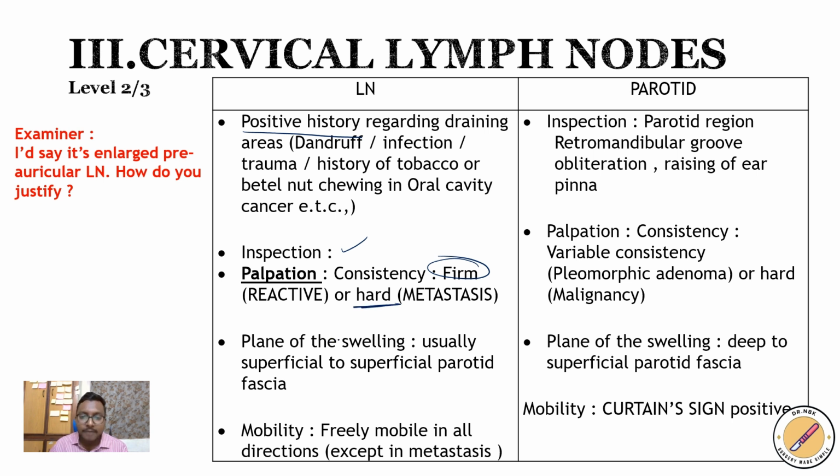Then I told you in the plane of the swelling, usually the majority of the lymphatics or lymph nodes are present superficial to the parotid sheath. So when we are checking for the plane of the swelling, this enlarged preauricular lymph node will be superficial to the parotid sheath. Whereas you can see here, parotid is present deep to the parotid sheath. Then mobility, it will be mobile in all directions except in a metastatic lymph node. If it is a reactive lymph node or non-malignant lymph node, it will be mobile in all directions. But in case of parotid swelling, there will be a positive curtain sign. Okay. Apart from that, you can see the specific findings in inspection for parotid swelling. I told you two important findings.